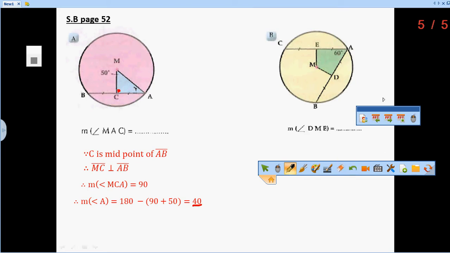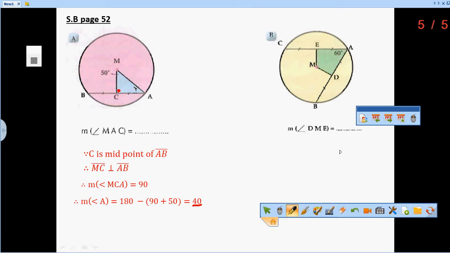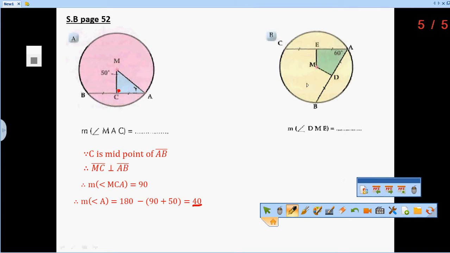After that, we'll move to another exercise. Here we have circle M, and E is the midpoint of the chord AC. So we deduce that the measure of angle AEM must be equal to 90. And also here, D is the midpoint of AB, so the measure of angle MDA is equal to 90.